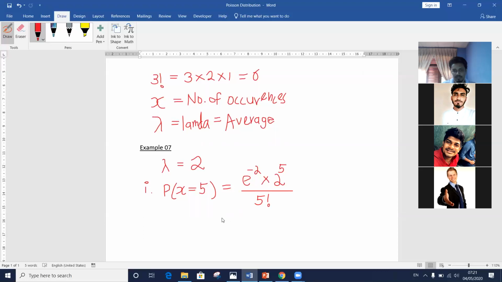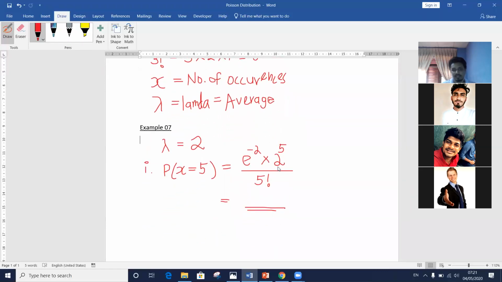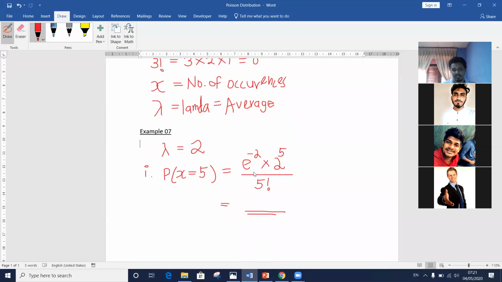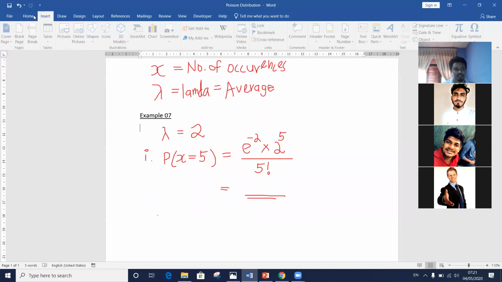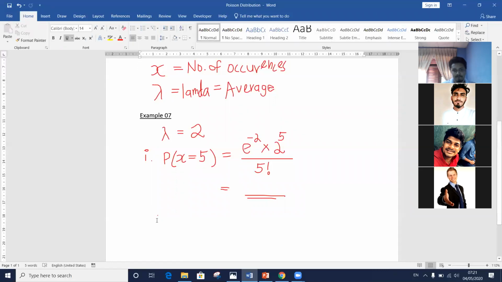That is all. So you can take the answer directly here. That should be the answer. Here, how can you find the answer using your calculator?